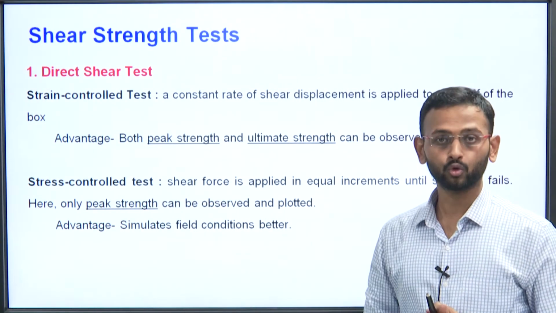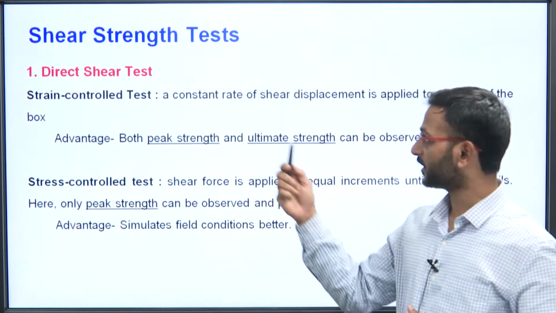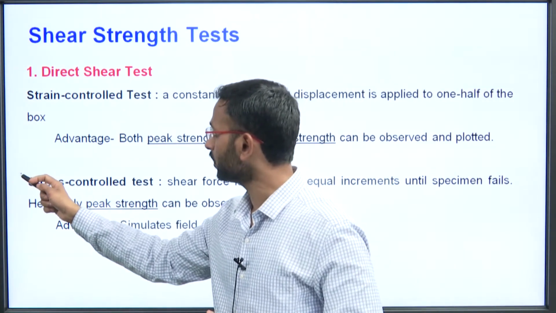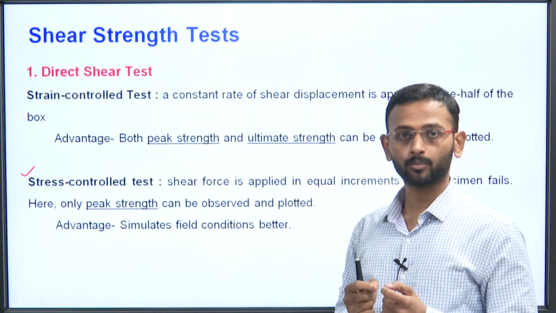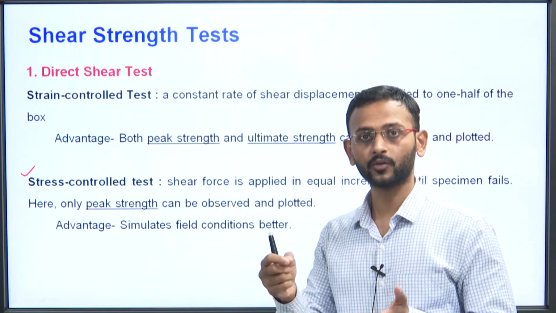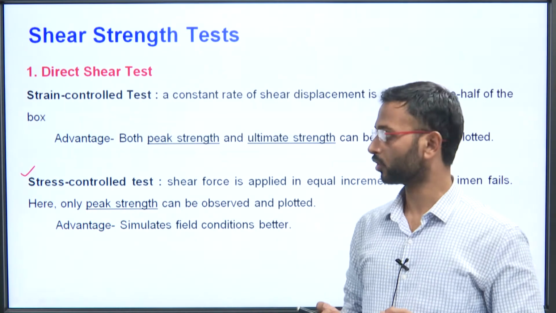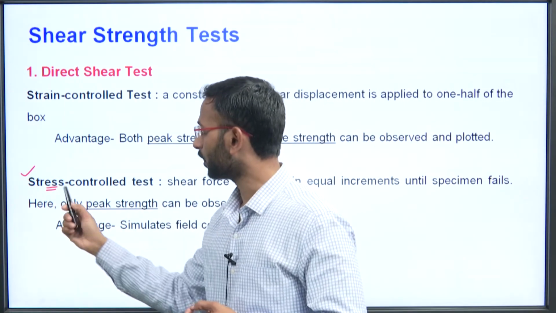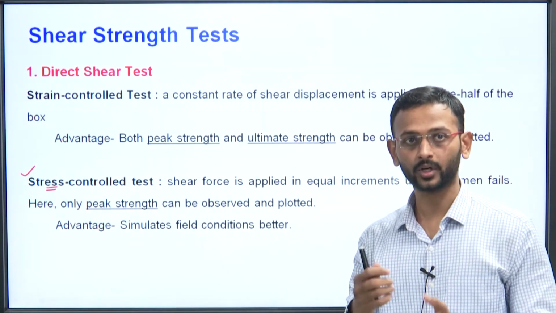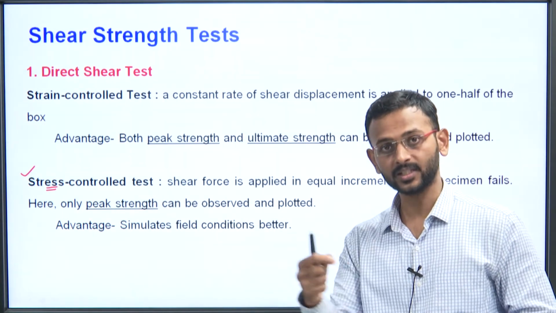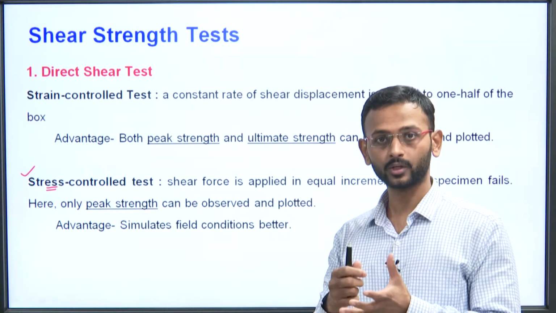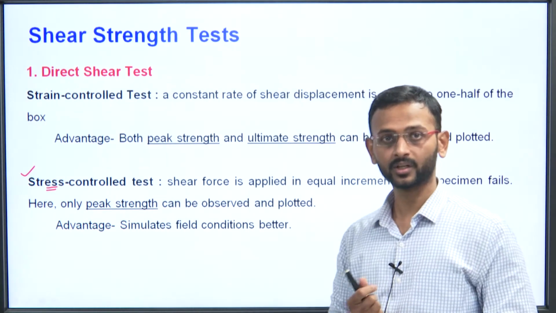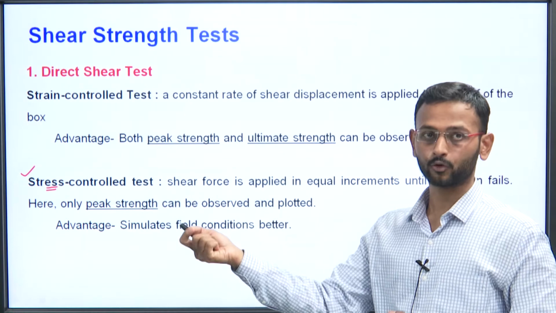There are two types of tests which can be performed. First is the strain control test, other is the stress control test. When you are trying to control the strain, it is the rate of displacement that you are controlling. In stress control, you are trying to manipulate the stress, changing the stress and seeing the results accordingly. So in this stress control test, you are applying different shear stresses, different shear forces.